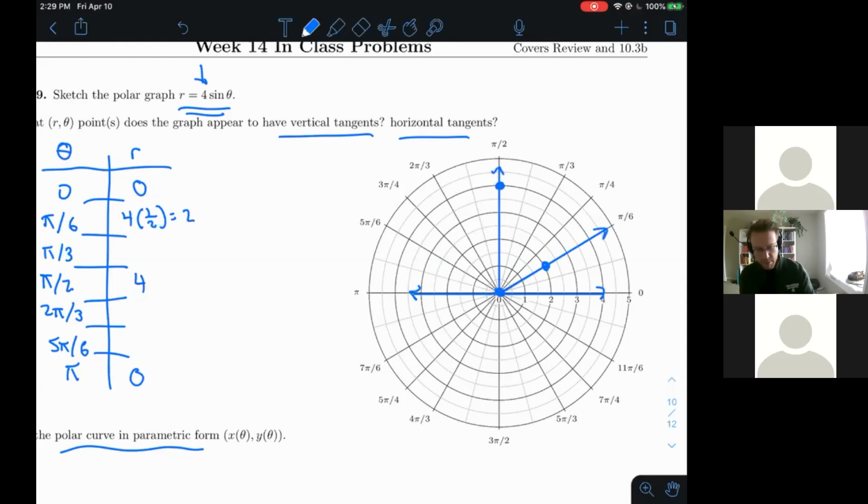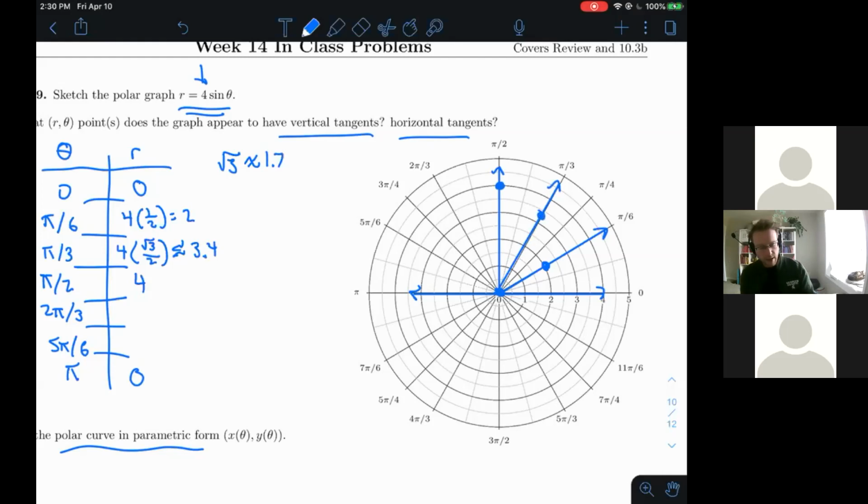If I was looking in the pi over 3 direction, so sine of pi over 3 is going to be root 3 over 2. So remember again that root 3 is approximately equal to 1.7. And so it looks like we're going to have 2 times that. So that's going to be around 3.4. So approximately equal to 3.4. So if I'm looking off in this pi over 3 direction, I need to do 3.4. So maybe something like this.